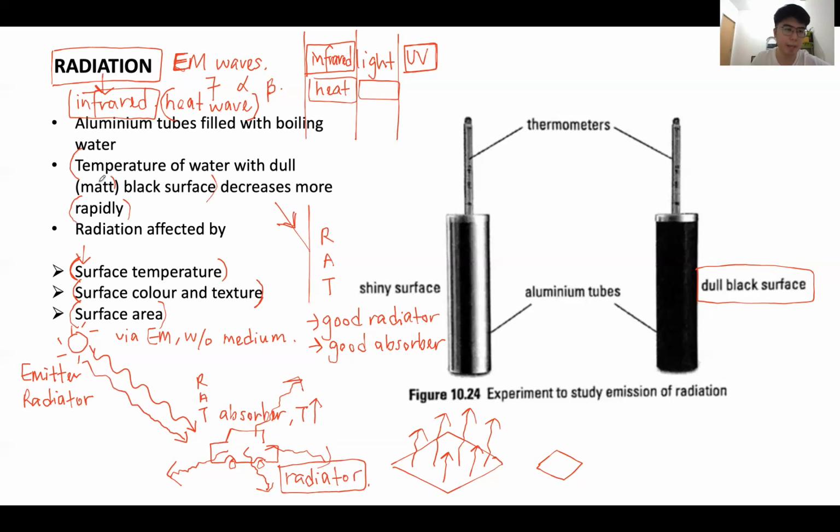Here it says matte black, not shiny, because shiny is a good reflector, not a good absorber. It's a dull matte black surface. Matte black doesn't reflect light, right? So when you see it, it doesn't look shiny. So radiation is affected by all these three. After a certain period of time, you find that the temperature here decreases rapidly compared to here.